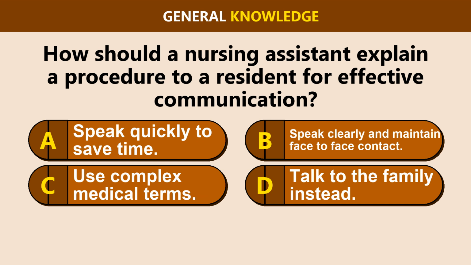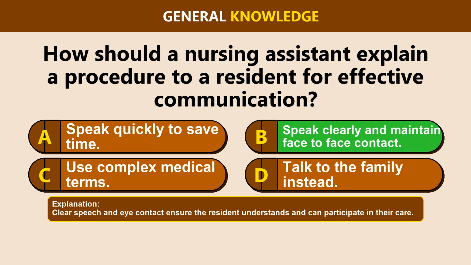Question 25. How should a nursing assistant explain a procedure to a resident for effective communication? Option A, speak quickly to save time. Option B, speak clearly and maintain face-to-face contact. Option C, use complex medical terms. Option D, talk to the family instead. The correct answer is option B, speak clearly and maintain face-to-face contact. Clear speech and eye contact ensure the resident understands and can participate in their care.